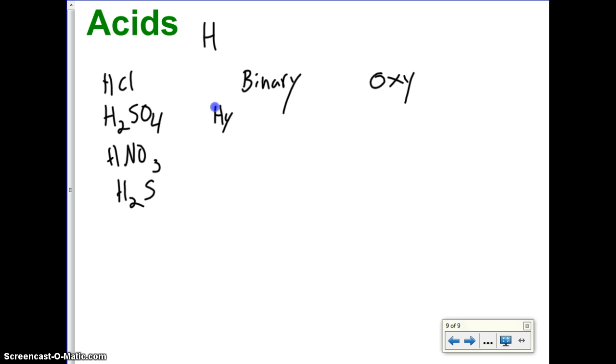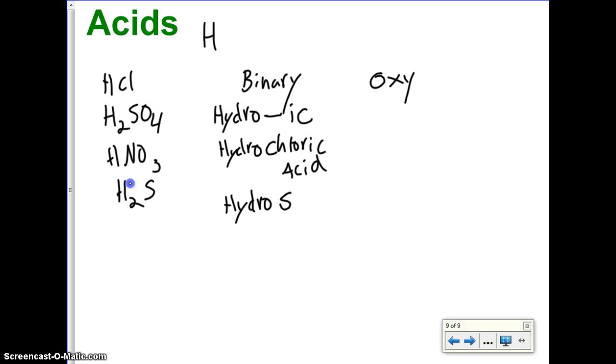Binary, we always have the prefix hydro. We have the root name of the element that's in it, and ic. So HCl is hydro, Cl is chlorine, so chloric, and then of course these always end in the second word acid. Same with H2S: hydro, S is sulfur, so sulfic or sulfuric, either one is acceptable, and again, acid. Okay, those are binary acids, meaning they do not have oxygen in them.